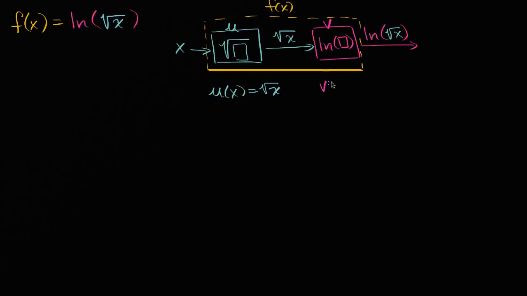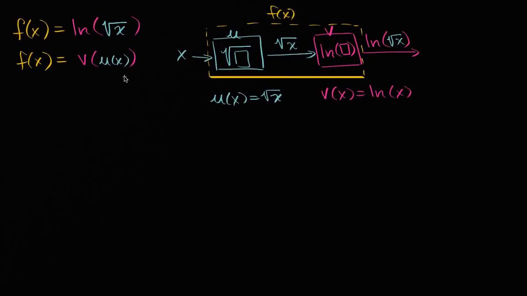If we wanted to write v with x as an input, we would just say that's just the natural log of x. And as you can see here, f of x, and I color-coded it ahead of time, is equal to the natural log of the square root of x. So that is v of the square root of x, or v of u of x. So it is a composition, which tells you that if I'm trying to find the derivative here, the chain rule is going to be very, very useful.